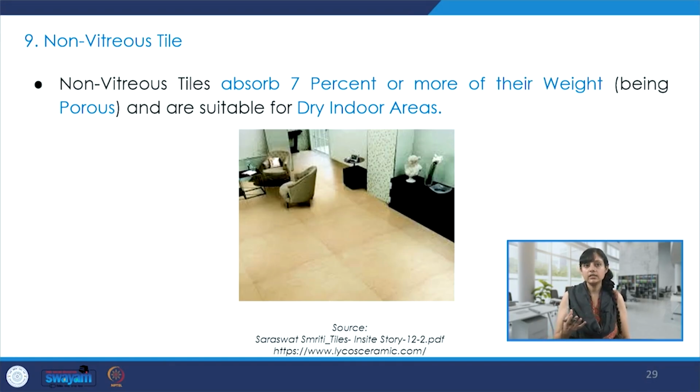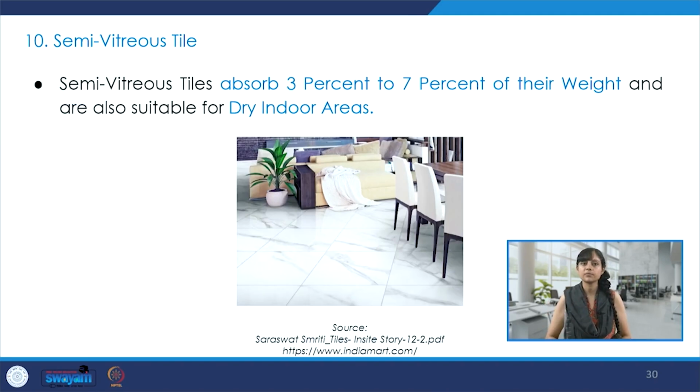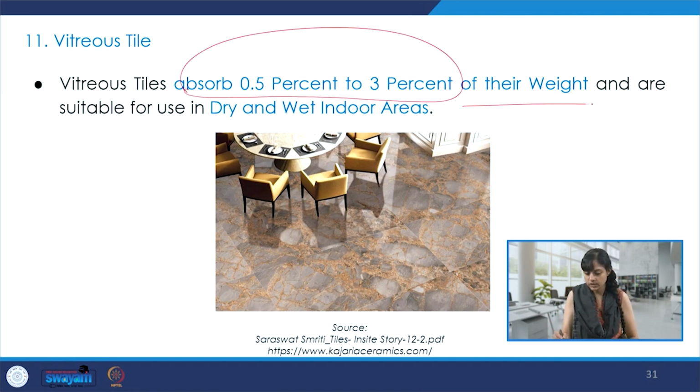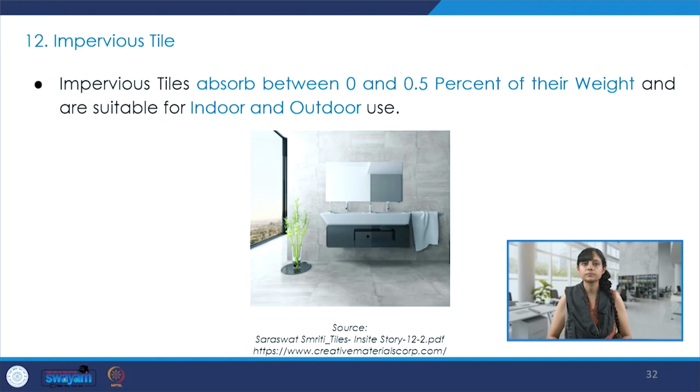So the ninth category is non-vitreous tiles, and these absorb 7% or more of their weight because they are porous, and they are suitable for dry indoor areas. Then there is a semi-vitreous tile which absorbs 3% to 7% of its weight, and it's also suitable for dry indoor areas. Vitreous tiles absorb 0.5% to 3% of their weight, and they are suitable in both dry and wet indoor areas depending on the percentage that they absorb.